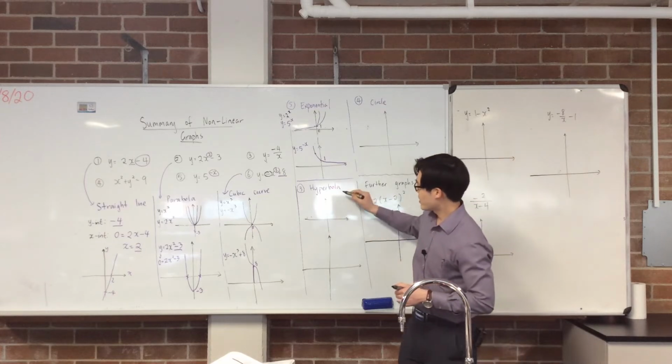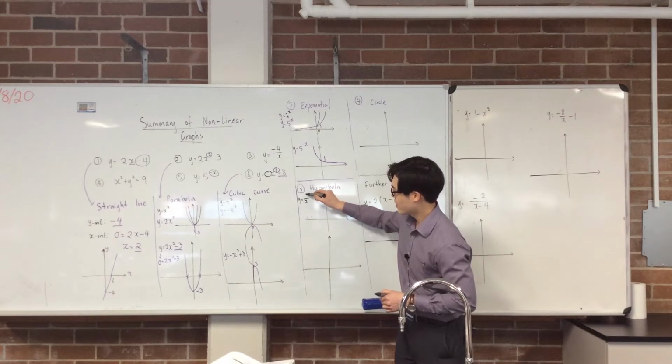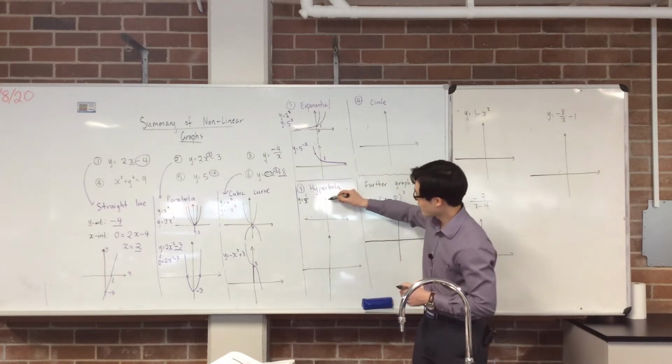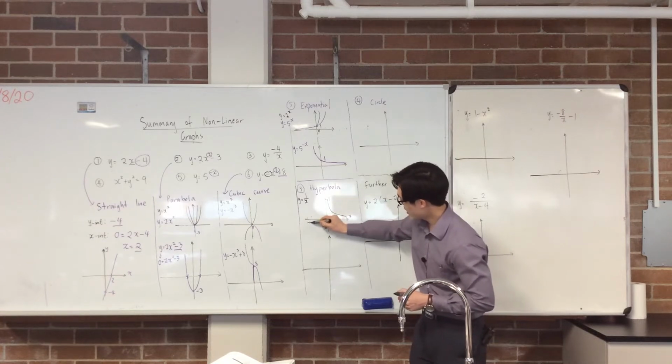Hyperbola. What was our basic equation for hyperbola? y equals what over x? 1 over x. And that looked like this. Remember that?